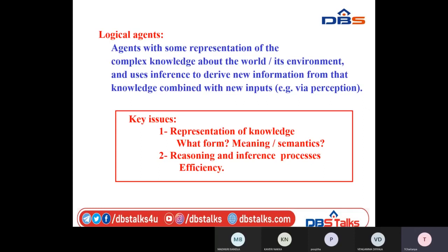So finally, what is a logical agent doing? It is a representation of complex knowledge about the world or the environment, and it uses inferences to derive new information. He is getting knowledge from existing methods, combining some inferences with the existing knowledge, and retrieving new things out. For that, it may incorporate new inputs. It will provide a perception of knowledge.